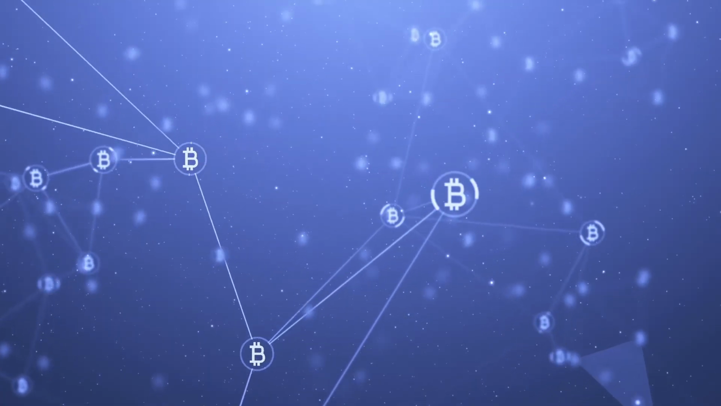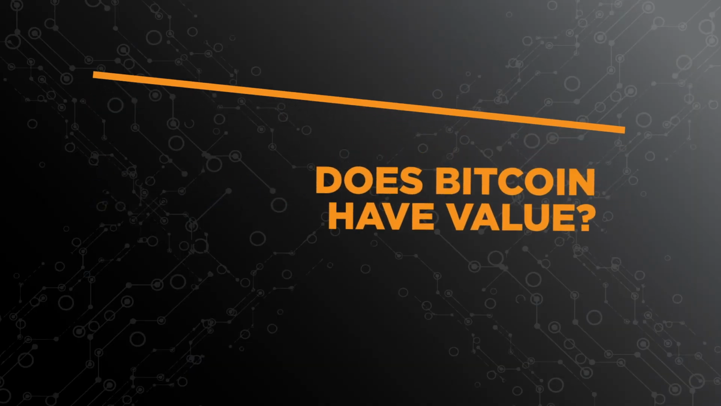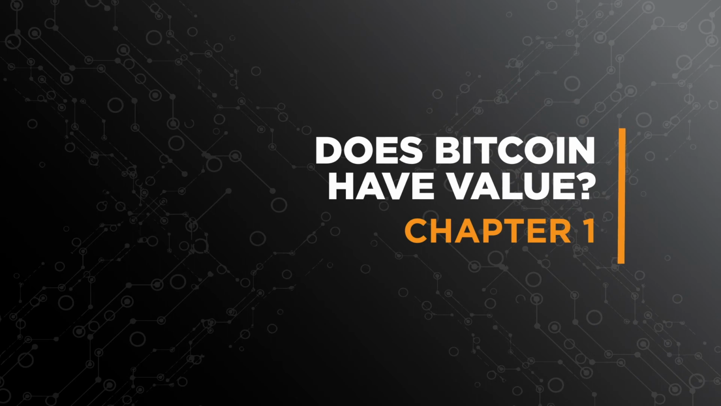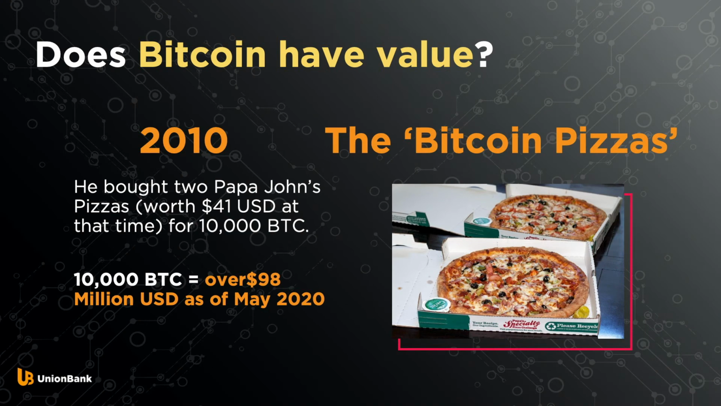You're probably wondering if Bitcoin has the same properties as traditional money. Does Bitcoin have value? Back when Bitcoin was in its early stages, Laszlo Hanyecz offered to pay for 2 Papa John's pizzas with 10,000 Bitcoins, making it the first Bitcoin transaction. At the time, the Bitcoins were worth around $41 and the pizzas were worth $25. Fast forward to 10 years later, May 22, 2020, those 10,000 Bitcoins were worth over $98 million in value.